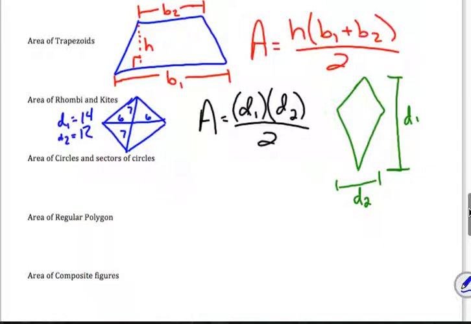So make sure you're checking those distances for diagonals so that you can use them appropriately in our diagonal 1 times diagonal 2 divided by 2 for areas of a rhombus and kite. Trapezoids are up above. So I'm going to get rid of these. So you should pause and make sure you have all this down.